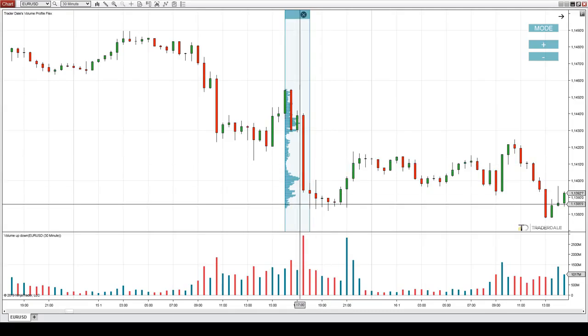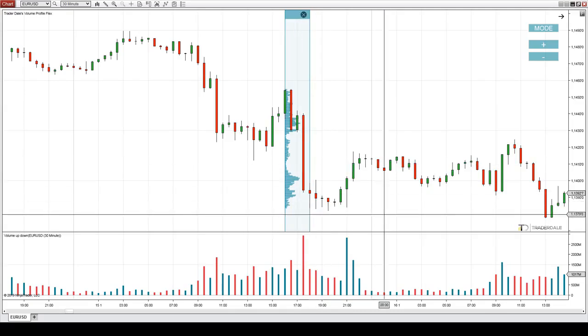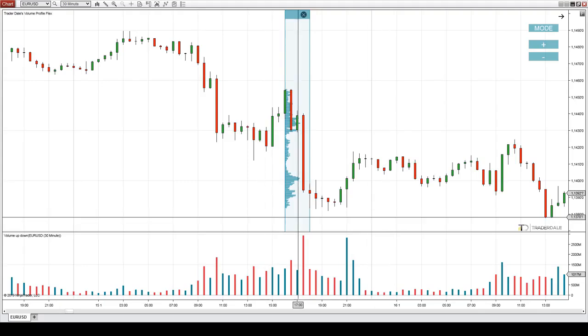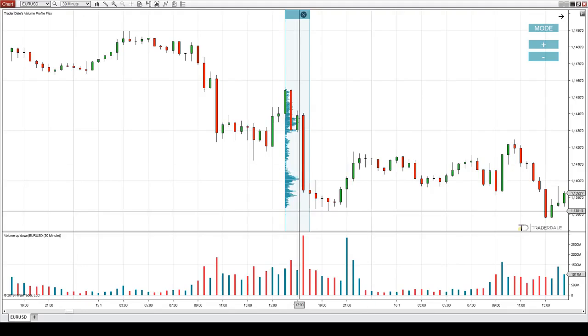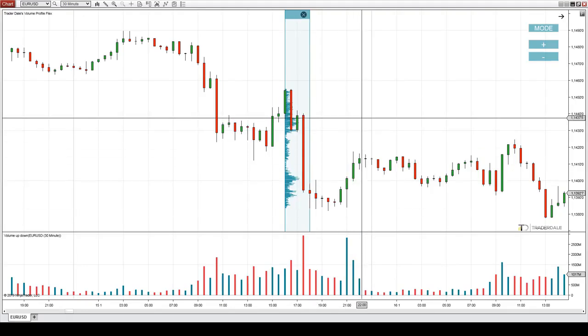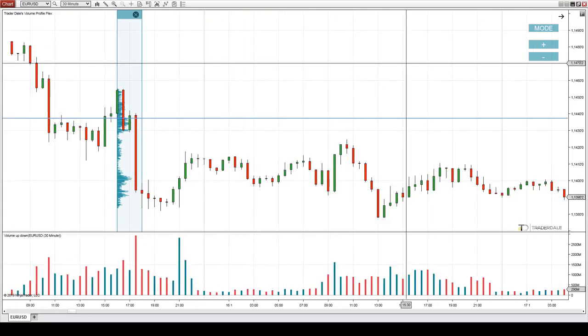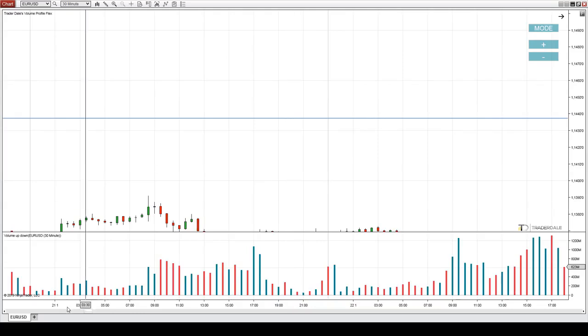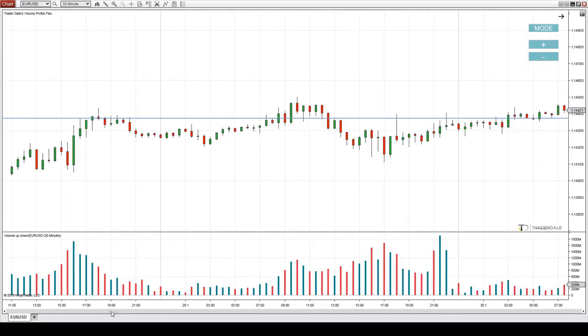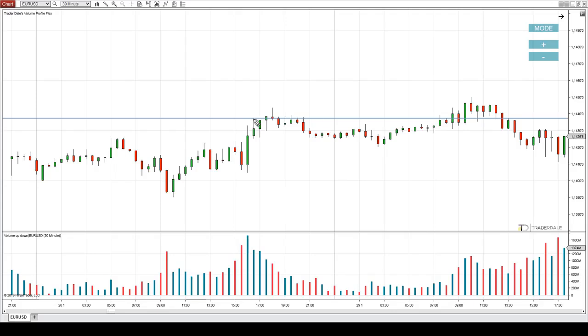Let me see where the volumes were the heaviest. Alright, so in this case, it's hard to tell which volume were the heavier. Maybe if I zoom it a bit. Alright, so the heaviest volumes were in here. So let's have a look if the price reacted to the level. Oh yeah, it did. Here is the first touch. And this is the reaction to it.